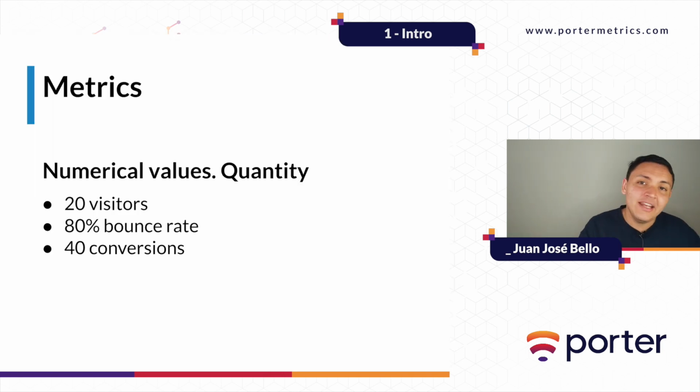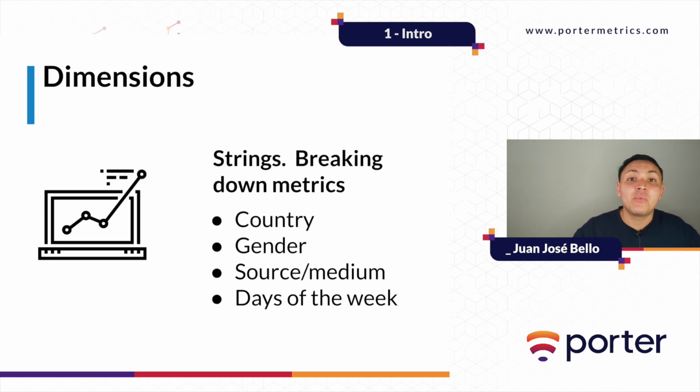A metric is any numerical value, anything that I can quantify. 80 visitors, 20 users, 80% bounce rate, 2 minutes average time on a page. Metrics are numbers that I can operate mathematically. On the other hand, dimensions are what let me break down those metrics so I can have context, so I can visualize my traffic users by device, or I want to visualize them by country, or by user type, or by product.